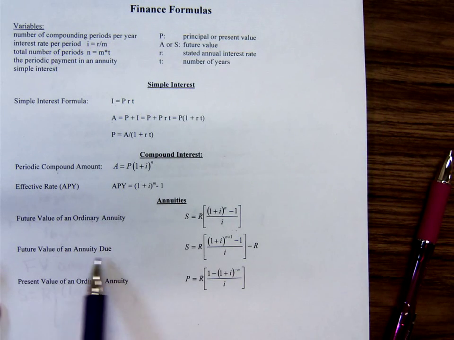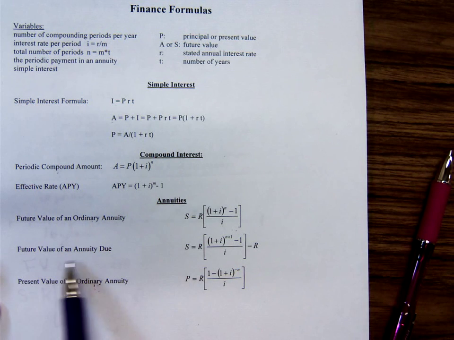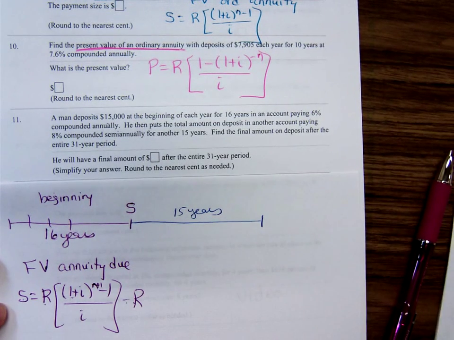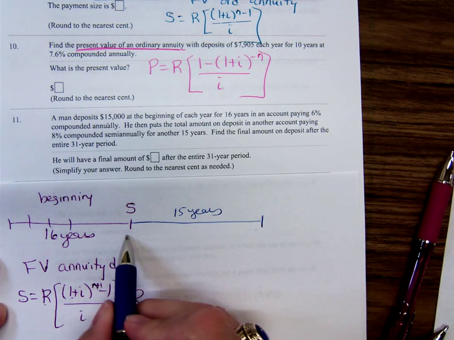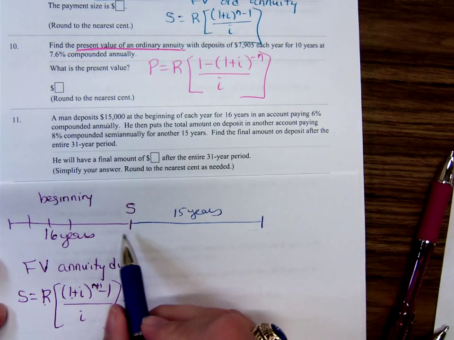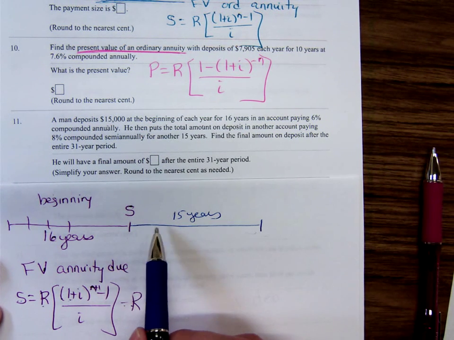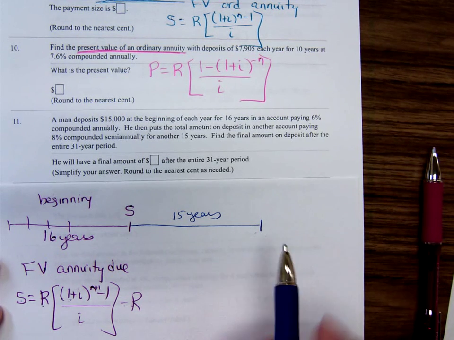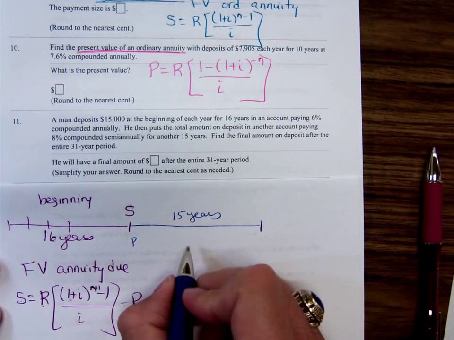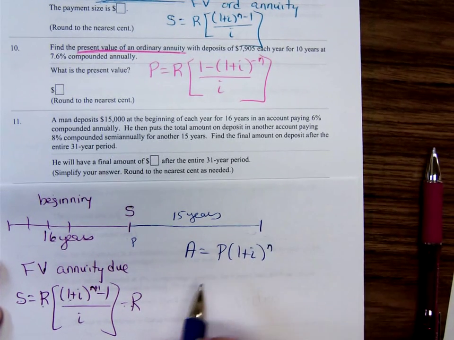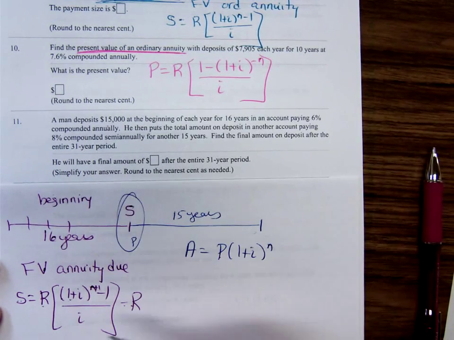So to do the first part of the problem, it's the future value of an annuity due, and then the value you get for S here will then become the present value over here. On this other 15 years, you no longer have an annuity. It's just money sitting in the bank for 15 years. That'll be a present value over here. You're going to use the periodic compound amount formula here. For this P, it's whatever answer you got over here.